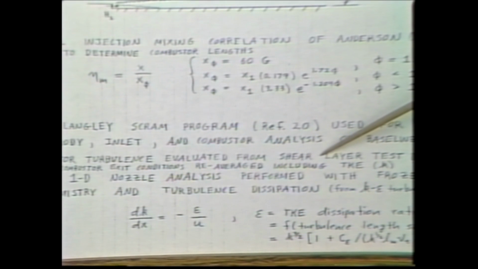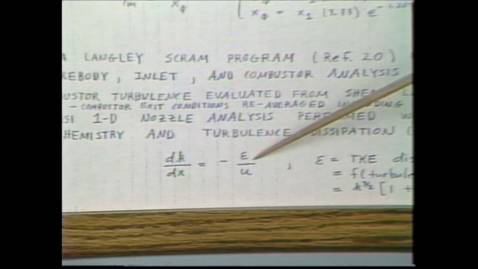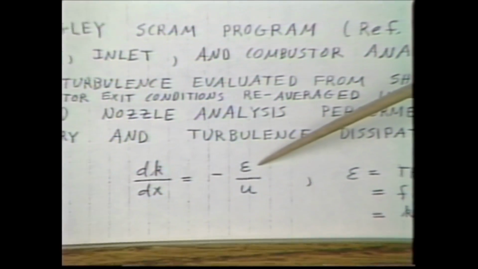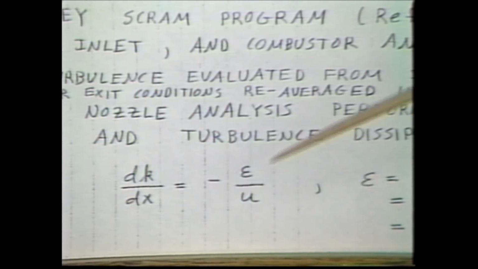It also included turbulence. Turbulence was a key part of this. So I basically referred to test data to get the levels of turbulence in the duct, and I used a simplification of the K-epsilon turbulence model to establish the rate of turbulence damping as you go into the nozzle. In the nozzle, in a highly expanding flow, there's a strong tendency to damp out the turbulence.